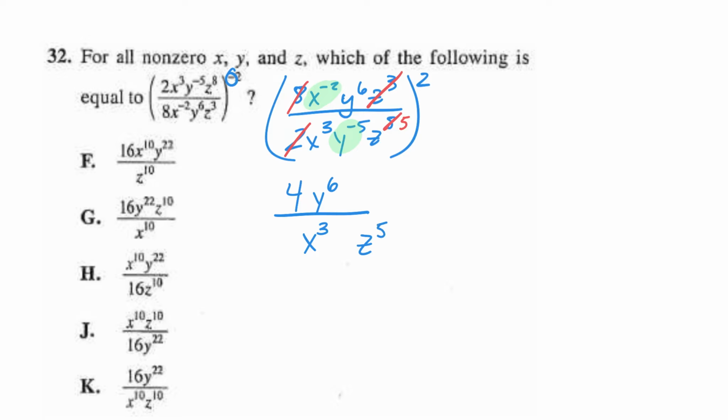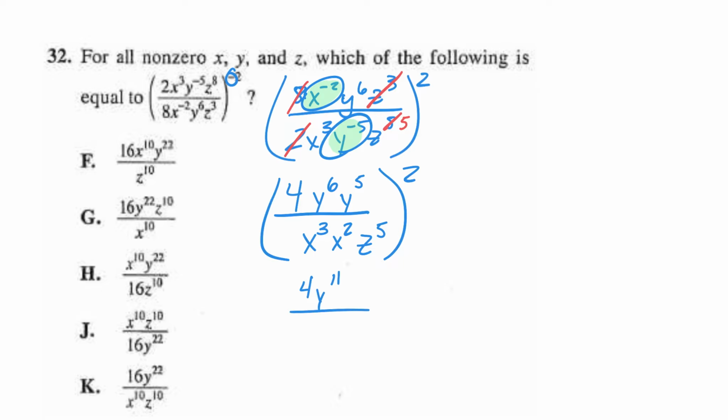in the denominator. Now at this point, we're going to move these. So y to the negative 5th power would be a y to the positive 5th power in the top. And the x to a negative 2 power would be an x to a positive 2 power in the bottom. So this would leave us with 4y to the 11th over x to the 5th, because when we multiply numbers, we add their exponents.